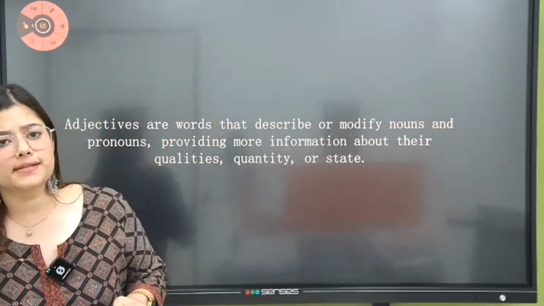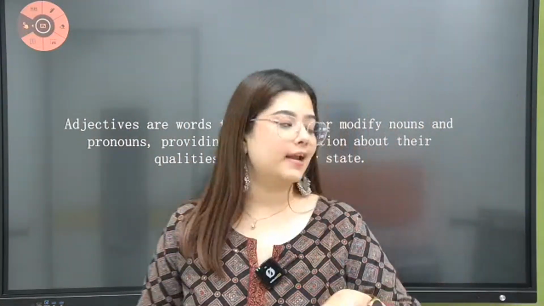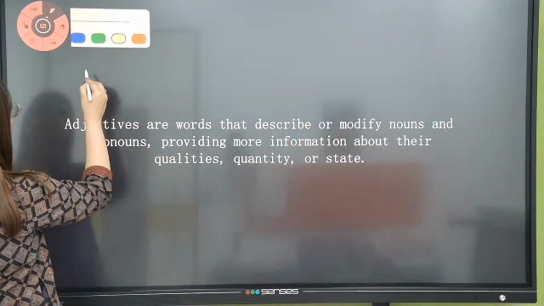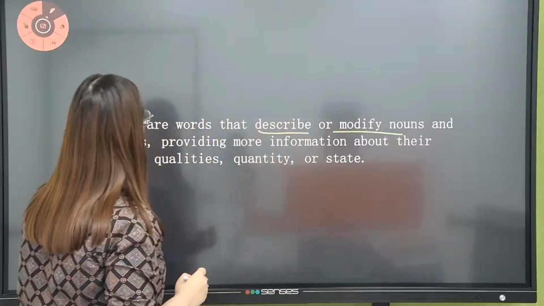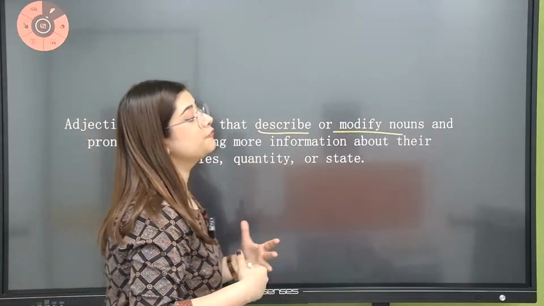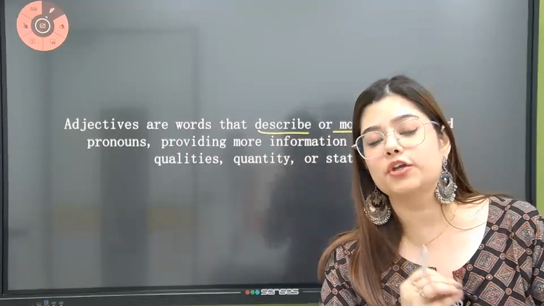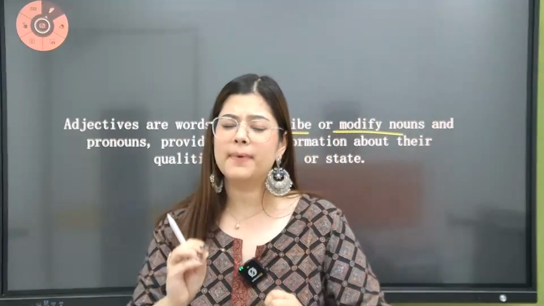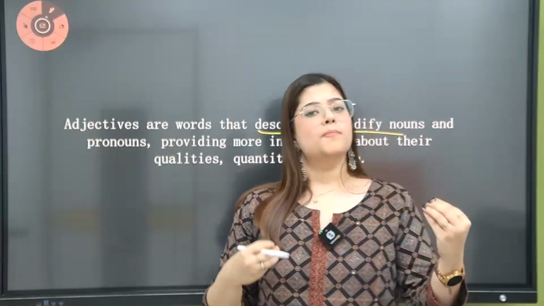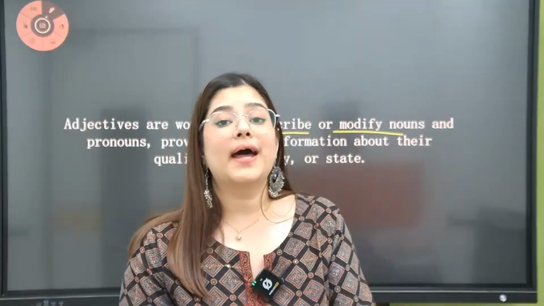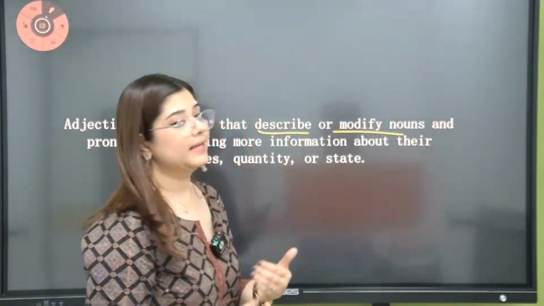So we have already discussed nouns, pronouns, and verbs. So today we are going to start with adjectives. Let's have a look. So adjectives are words that describe or modify nouns or pronouns, providing more information about their quality, quantity, or state. So any word that would give me some extra information about a noun or a pronoun, that would describe a noun or a pronoun, probably describe the quantity in which that noun or pronoun is present, or the quality, some traits, right, behavior, or any state.